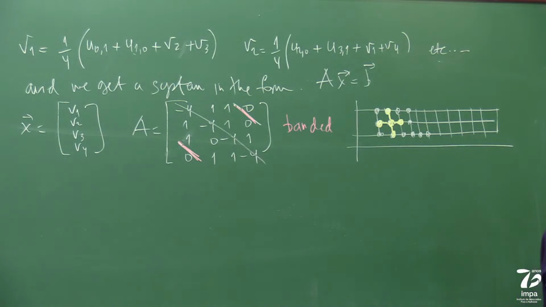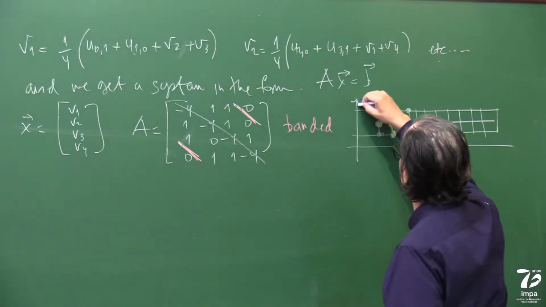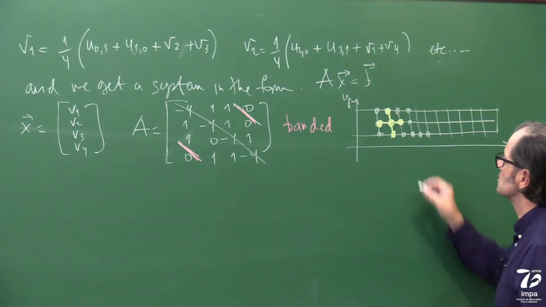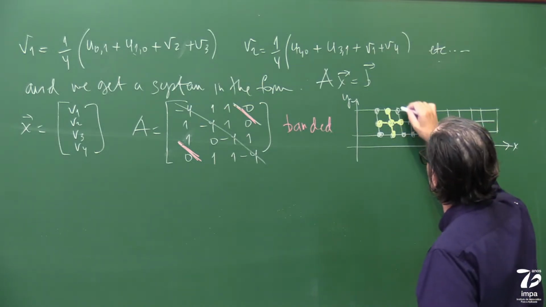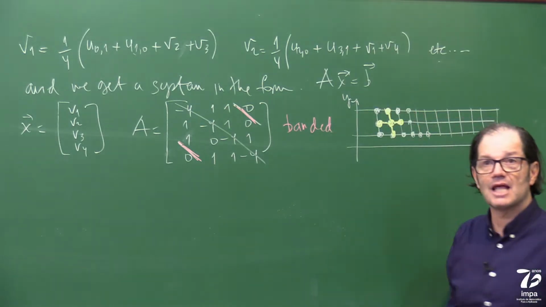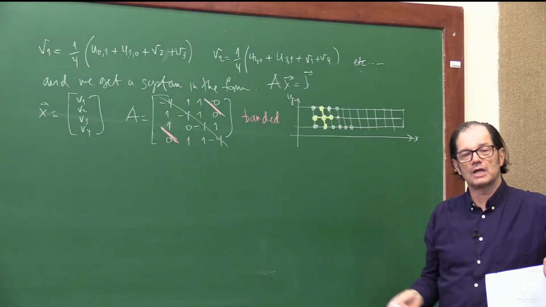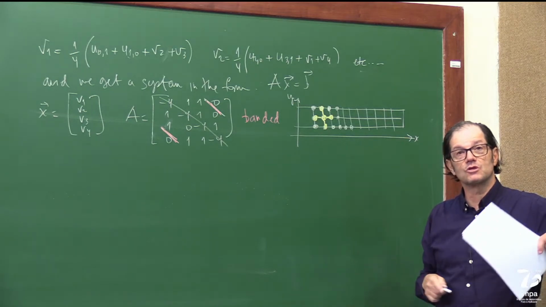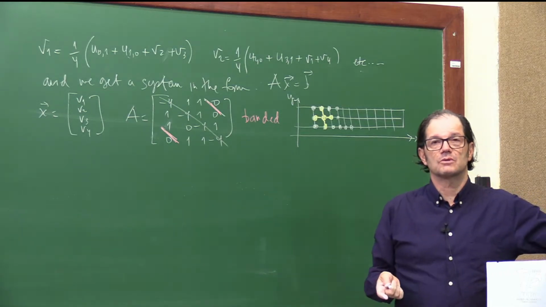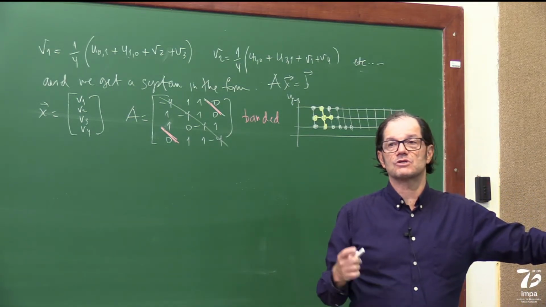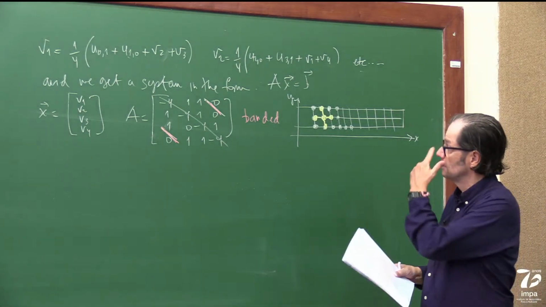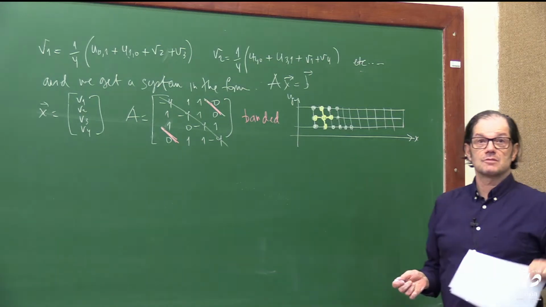Here's our 5-point molecule, right? So this is X, this is Y. And MATLAB has some routines to deal with this: if we tell MATLAB that the matrix is sparse, it takes advantage of the structure of the matrix. But we sometimes have to help too.